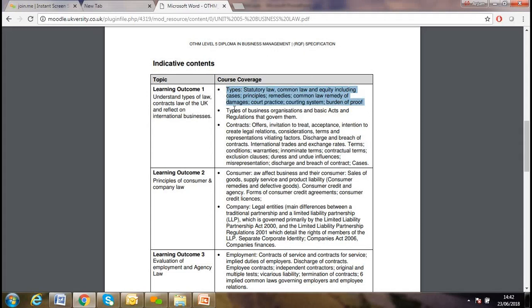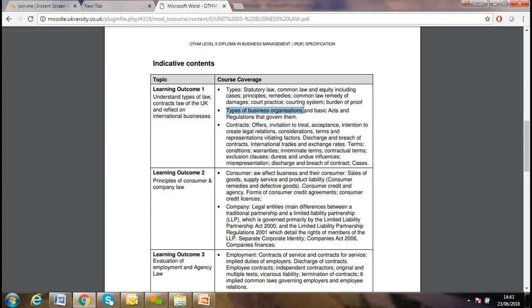Types of business organization. Do we know the types of business organization? Sole trader, partnership, and limited companies. For a sole trader there is no real legislation. Anybody can start a business whenever they want, as long as the activity we are doing is not illegal. Otherwise there is no particular legislation.